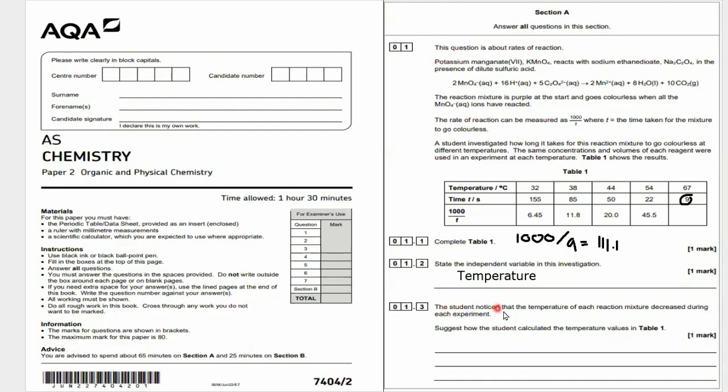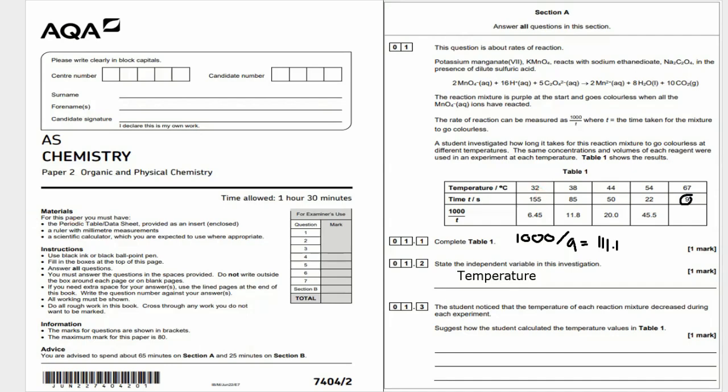So 1.3: the student noticed that the temperature of each reaction mixture decreased during each experiment. Suggest how the student calculated the temperature values in Table 1. So what they're saying is that where they've got this first temperature recorded at 32, instead of them setting out to record it at 32, they might have started at 35. And then during the course of that reaction, which took 155 seconds, the temperature dropped from 35 to 32. So how did they decide which temperature to put for that reaction? Was it 35, 34, 33, or 32?